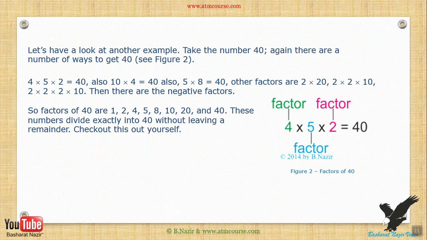Then there are the negative factors. So, factors of 40 are 1, 2, 4, 5, 8, 10, 20, and 40. These numbers divide exactly into 40 without leaving a remainder. Check this out yourself.